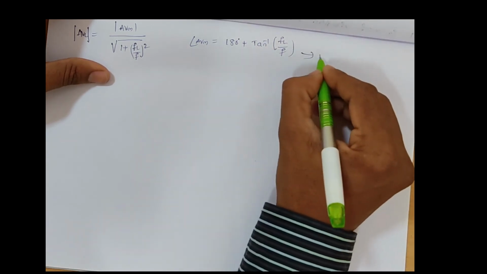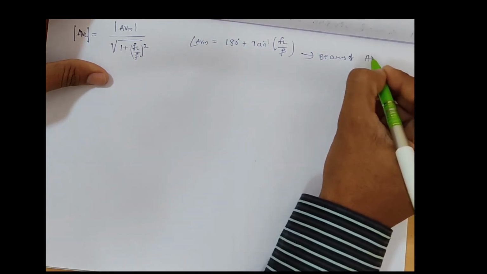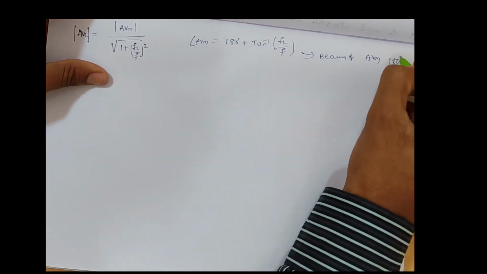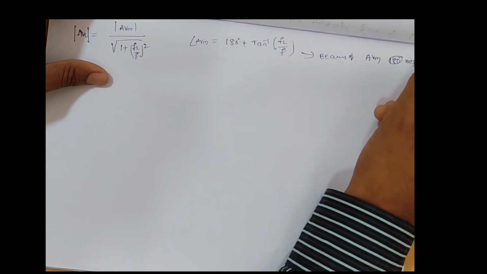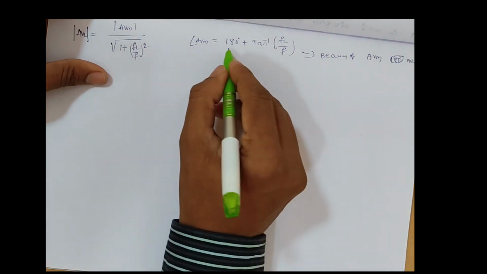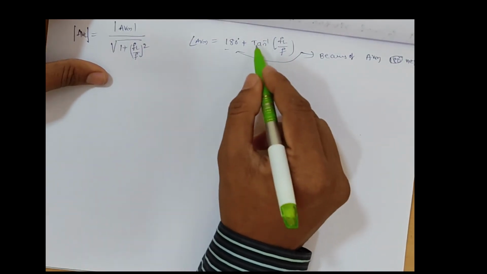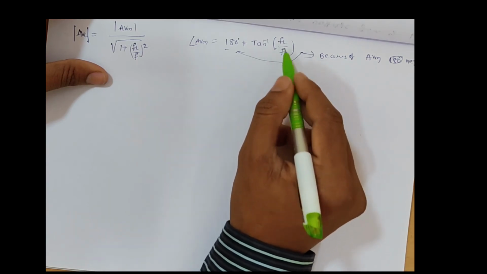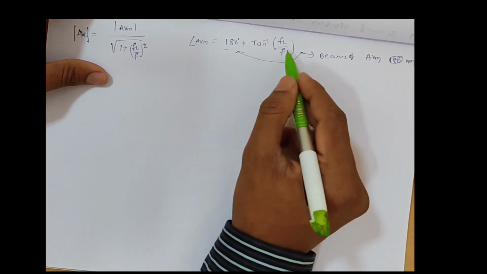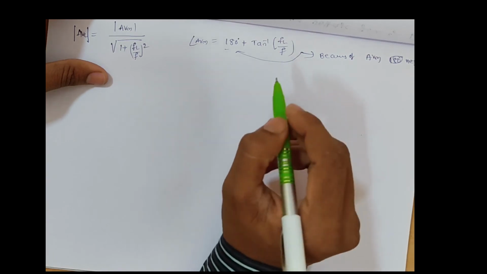Because AVM is negative, it offers 180 degrees. Negative means it offers the 180 degrees, that's why I am writing this part. Now the effect of this coupling capacitor is indicated by tan inverse of FL by F. If FL and F are both the same, then we can write tan inverse of 1. The maximum phase shift offered by this RC network is 45 degrees.